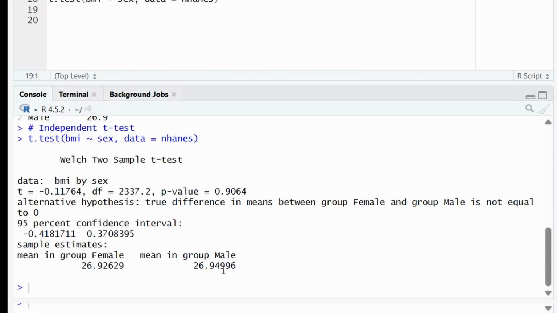From a public health standpoint, this suggests that in this sample, BMI levels are similar across sexes. That does not mean sex never influences BMI. It simply means that in this specific dataset, there is no evidence of a difference in average BMI. However, it's very important to remember, not statistically significant does not prove equality. It simply means we do not have evidence of a difference.